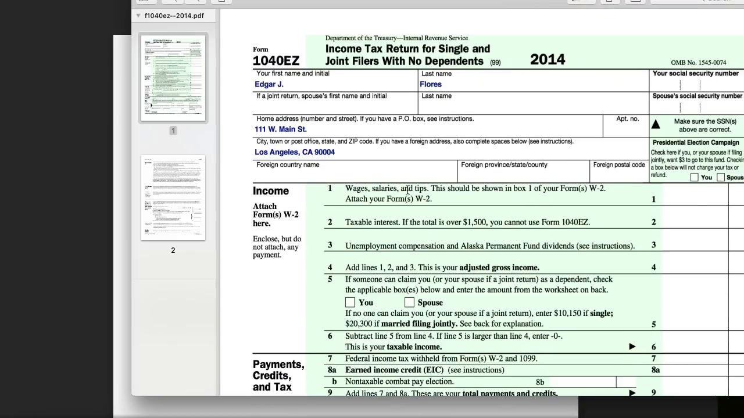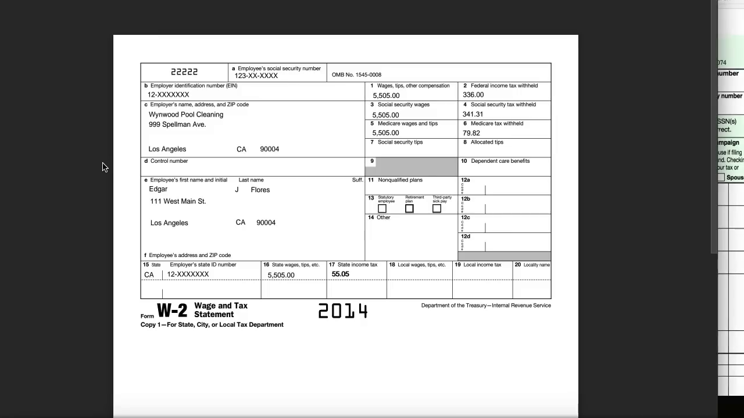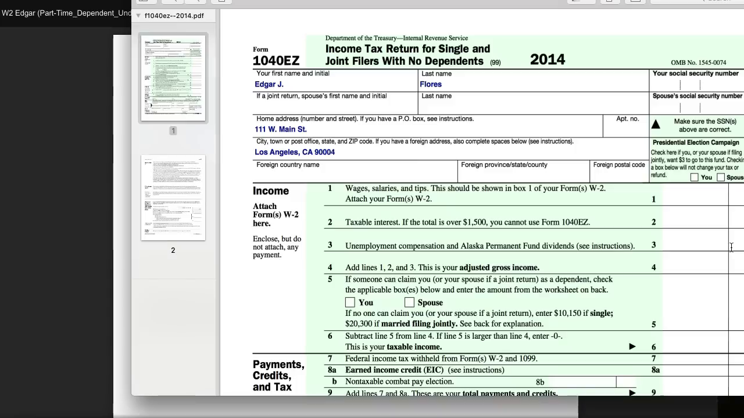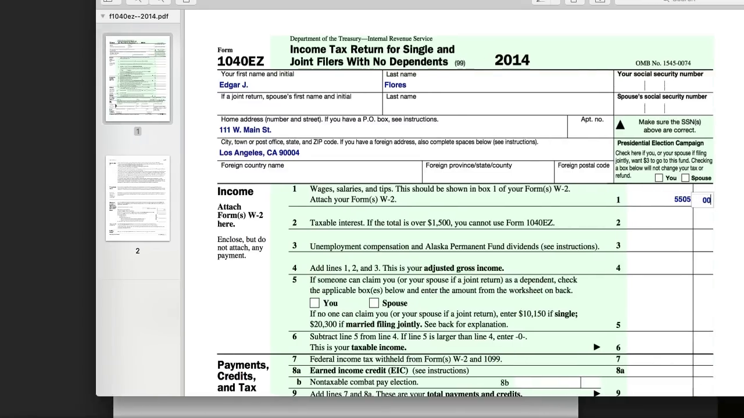So income for line 1 says wages, salaries, and tips. This should be shown in box 1 of your form W-2. So we're going to go back to our form W-2, and the amount in box 1 is $5,505. So I'm going to put 5505, and then I'm going to go ahead and put 00 here on the other side.